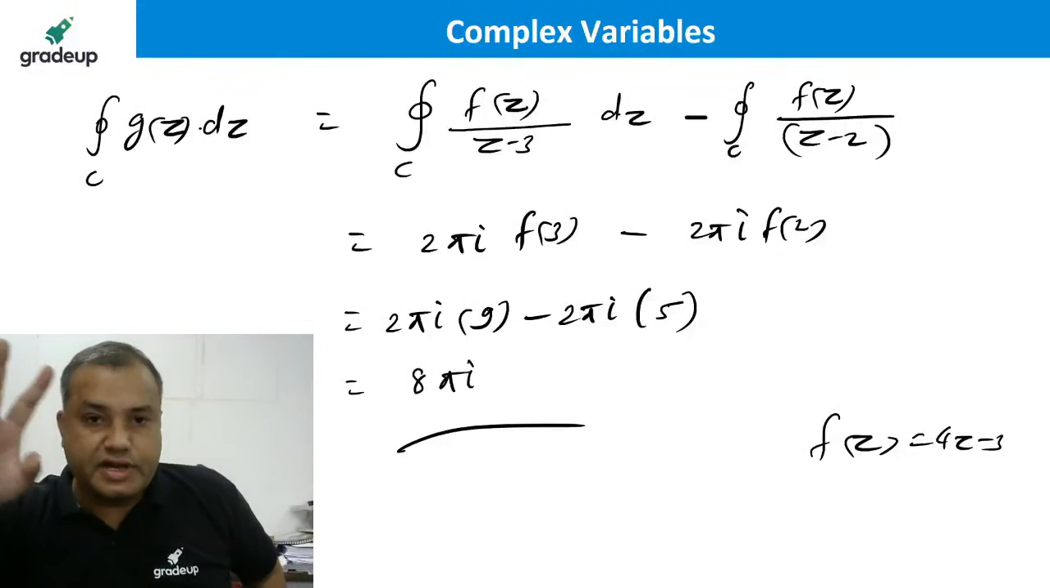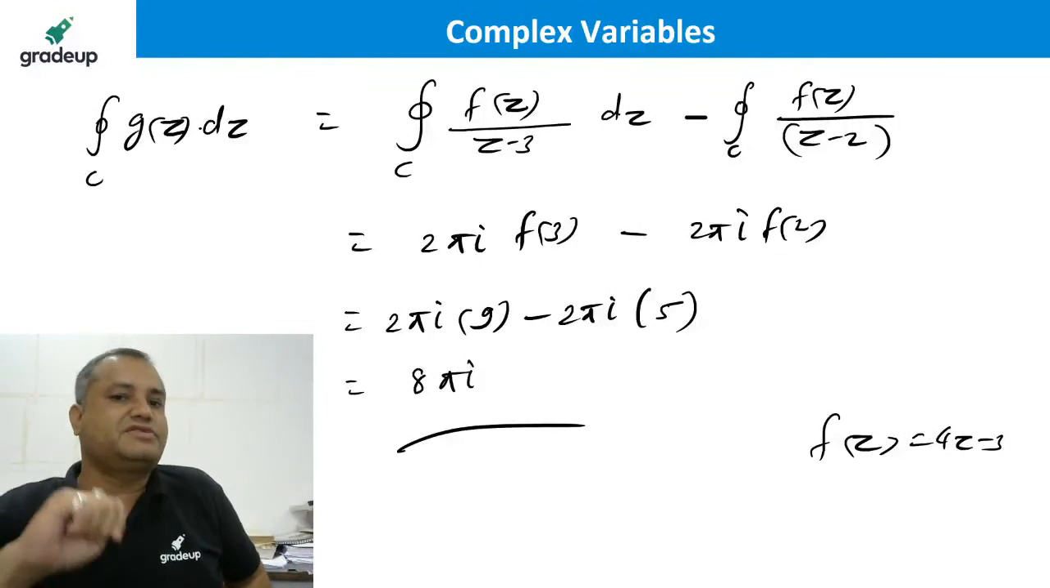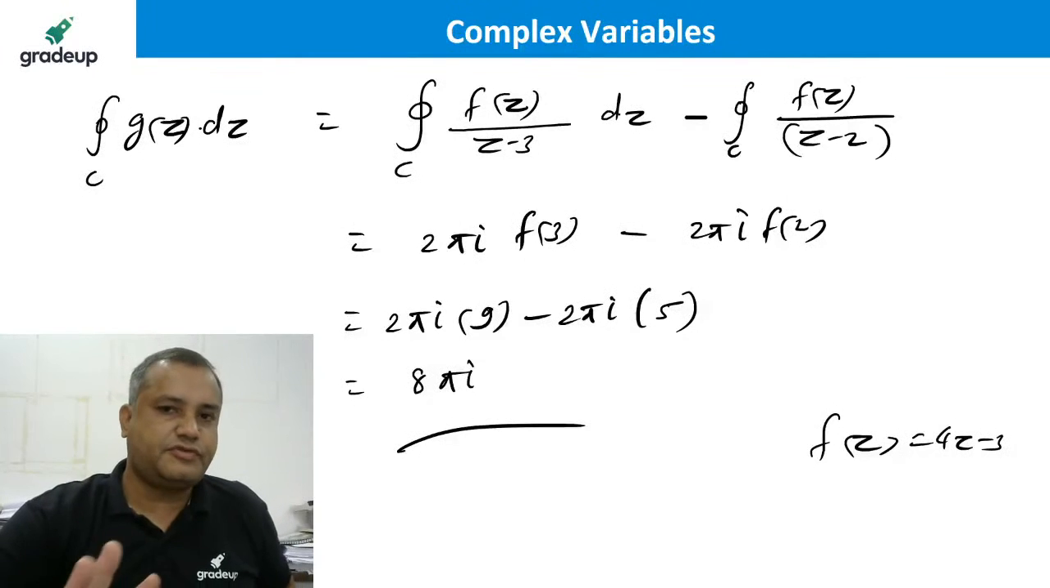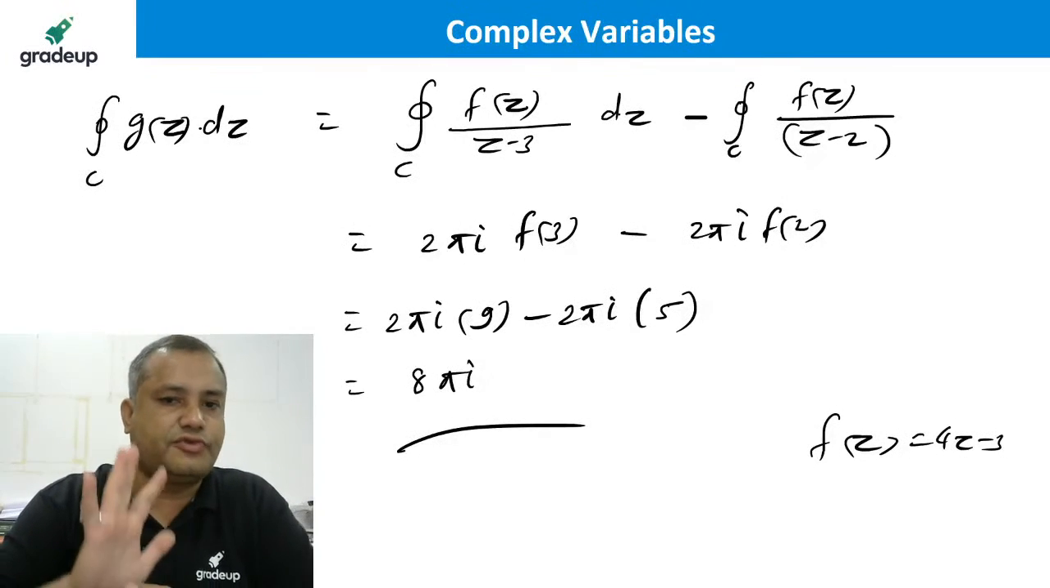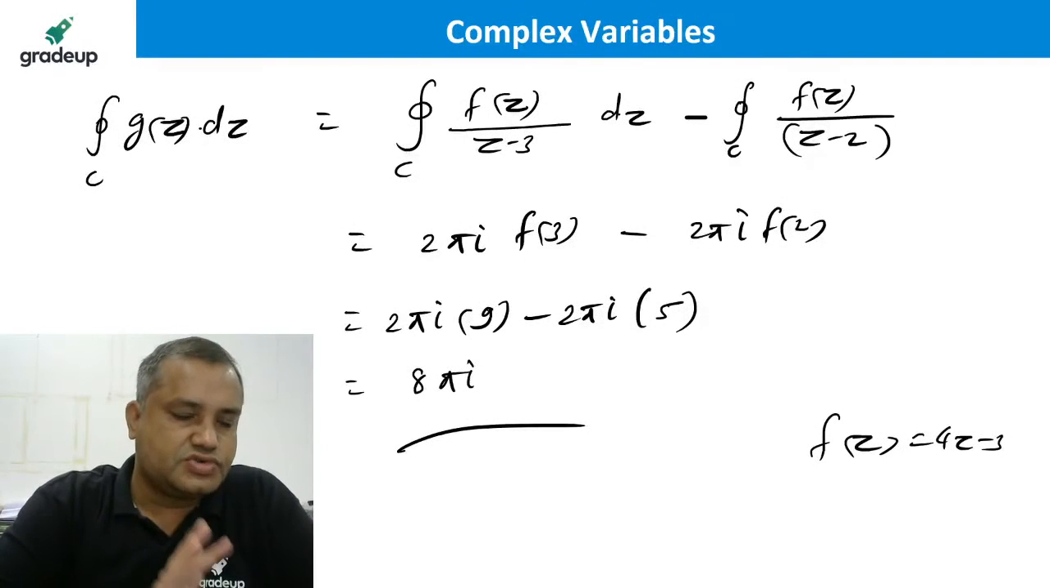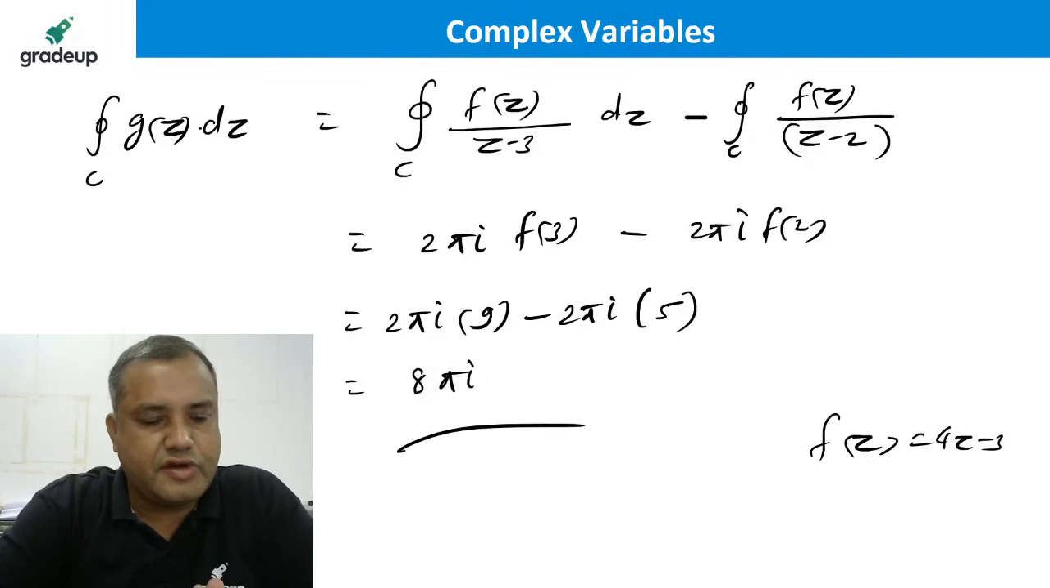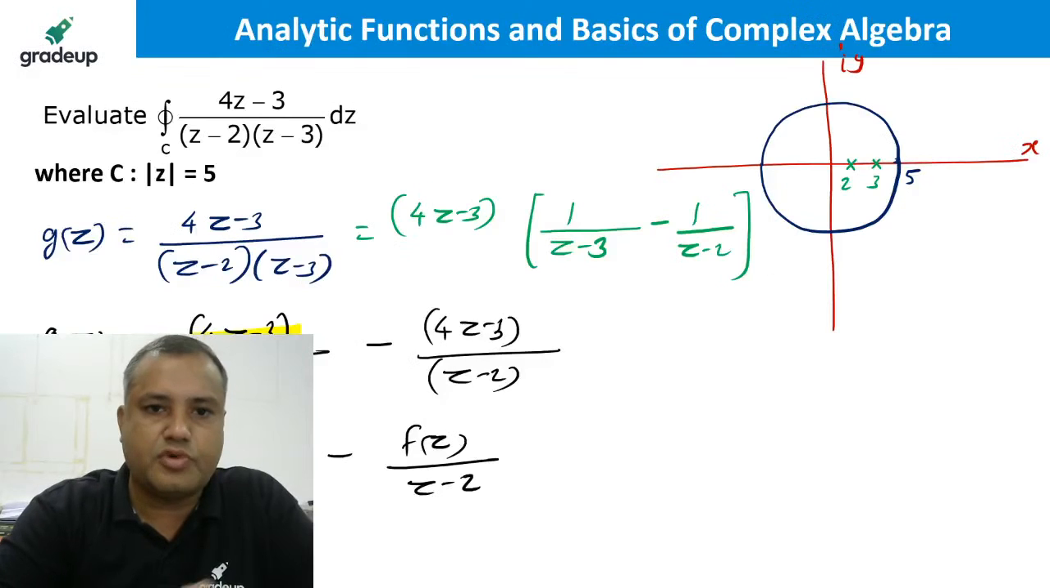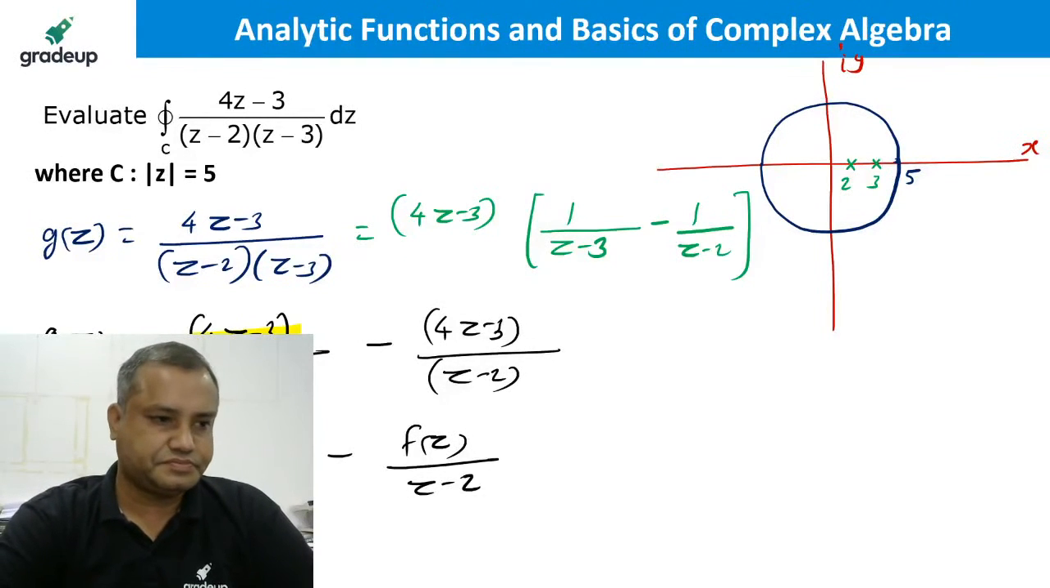So what you have to do here? I have dealt with 4 varieties of questions here. The previous four questions include 4 varieties. So in this particular question, you have to do the partial fractions because more than one singularity is lying in the circle.